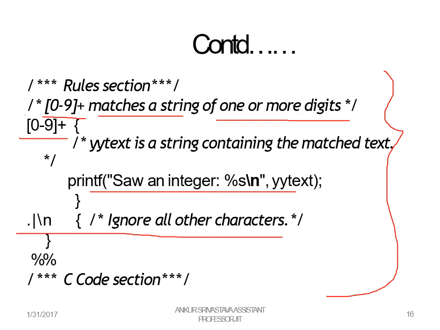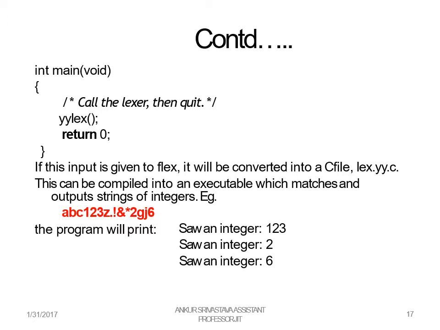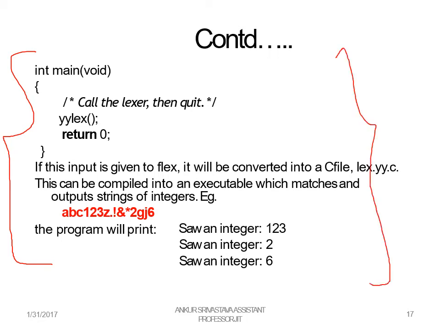Then finally the third section is the code section. In the code section we provide the entire code. The code looks like int main(void), where we call the main function. In the main function we call yylex. As we know, yylex is the responsible function that will convert into the a.out file, to which we give input and get output.